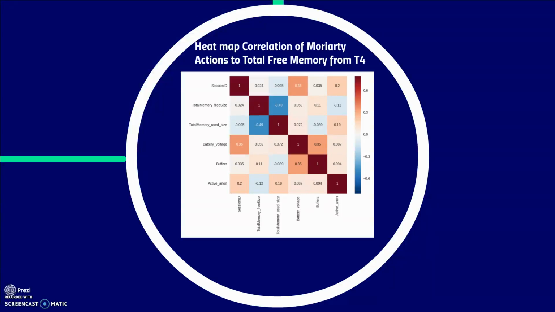As you can see, we used session ID, total memory, free size, total memory used size, battery voltage, buffers, and active anon.